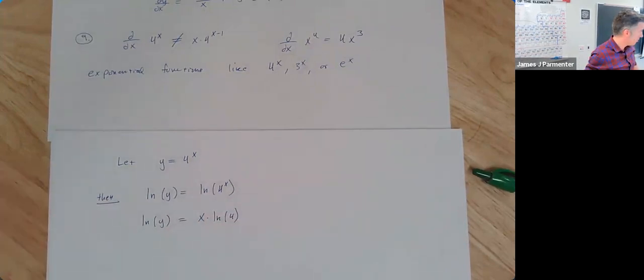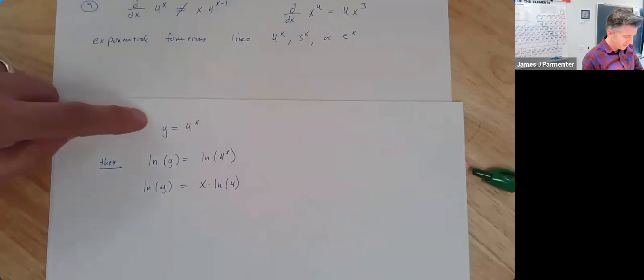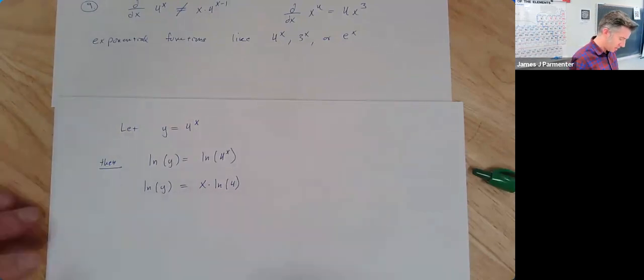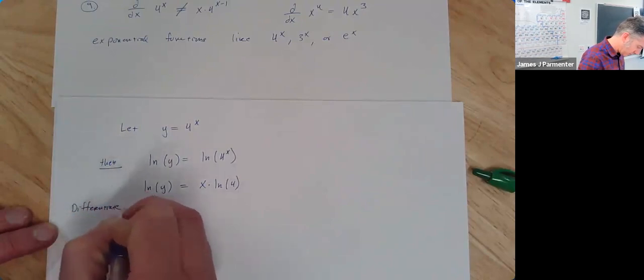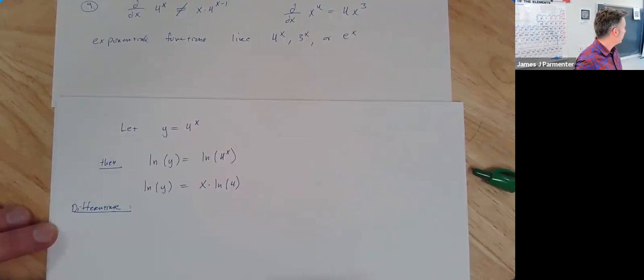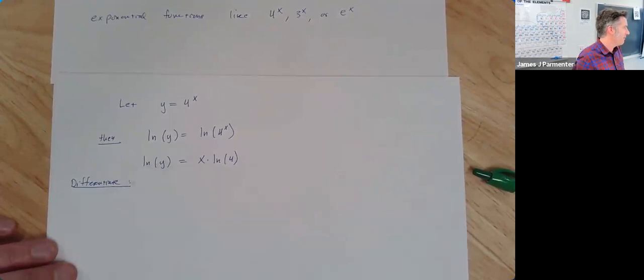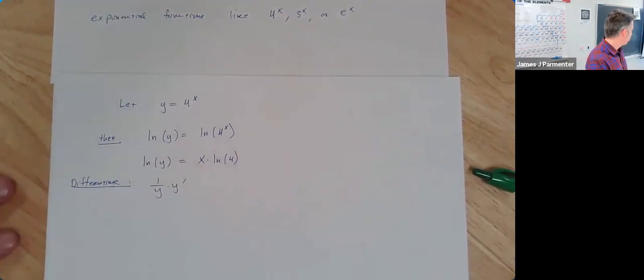I'm going to remind you, it's not even really implicit differentiation. It is very explicit that y is a function of x. We even know what it is: y is equal to 4 to the x. So when I take the derivative of both sides of this equation, that's what we're going to do next. We're going to differentiate both sides. We just did it like 3 times. What's the derivative of the natural log of some stuff? Right, 1 over the stuff times the derivative of the stuff.